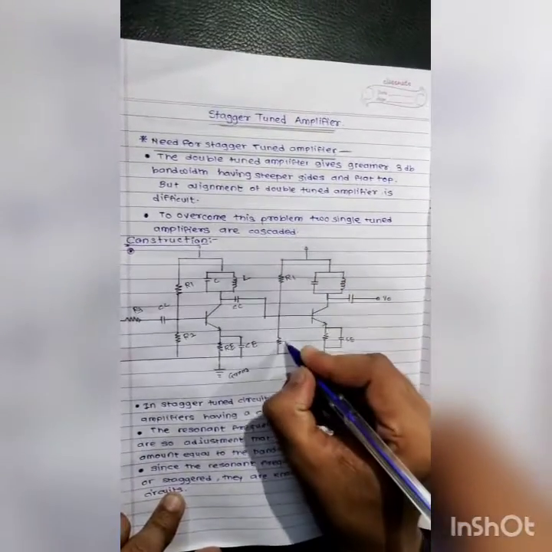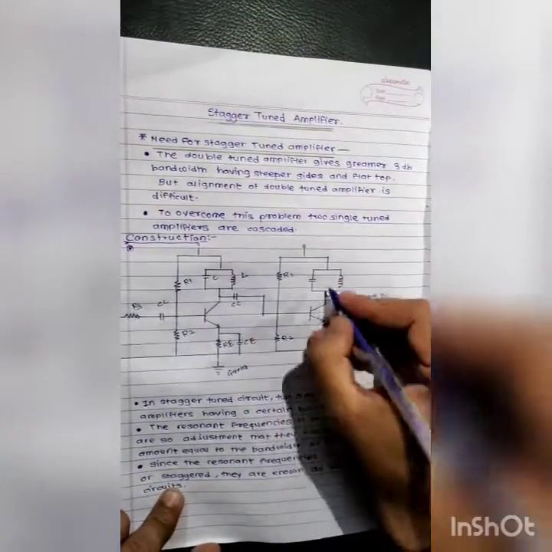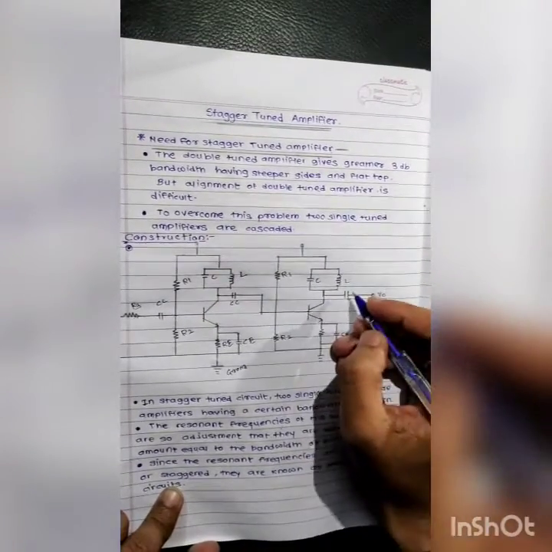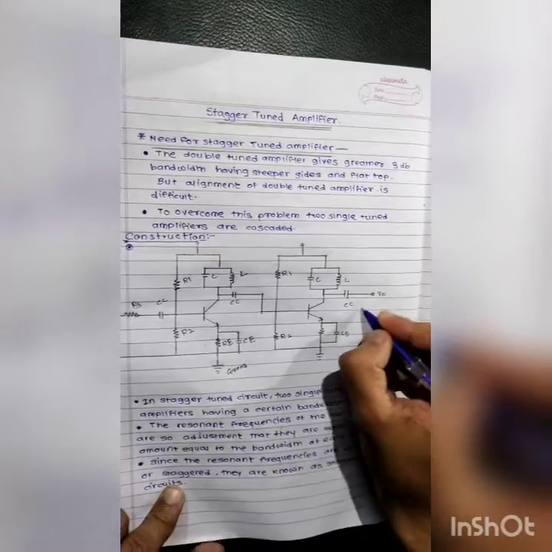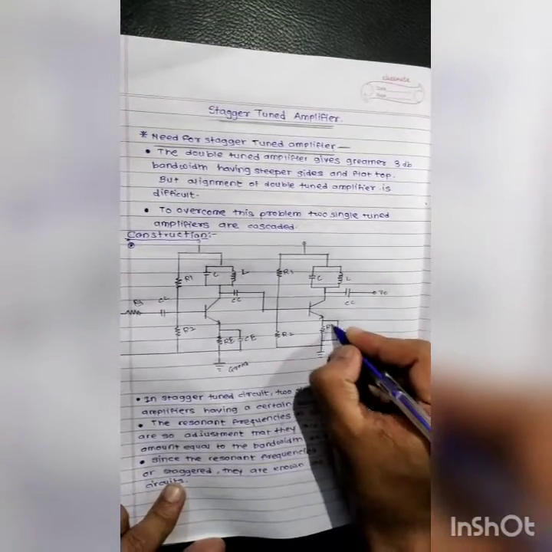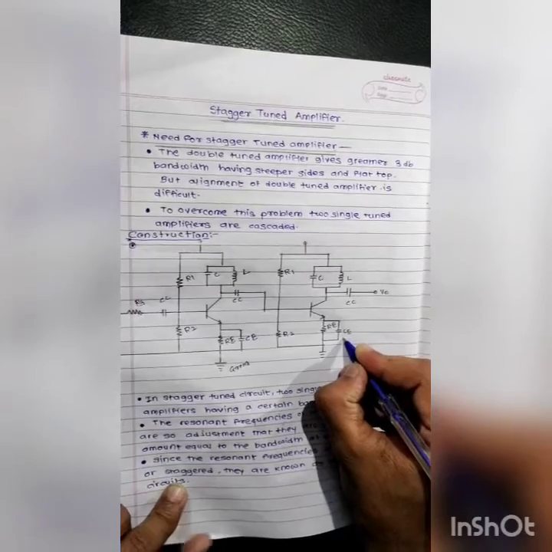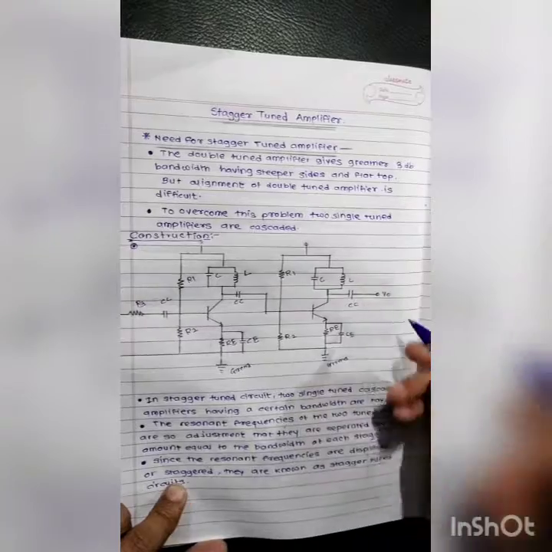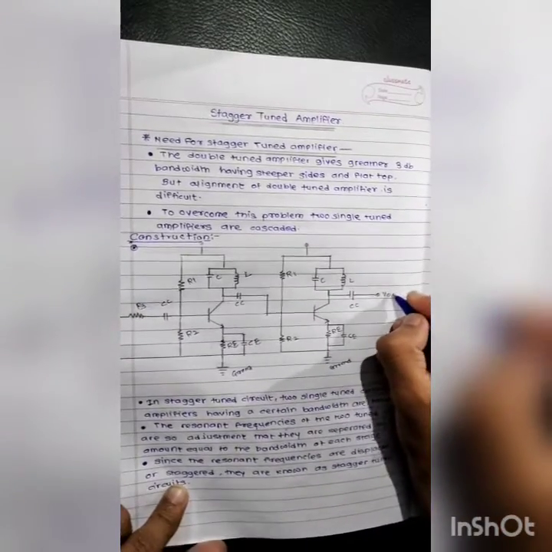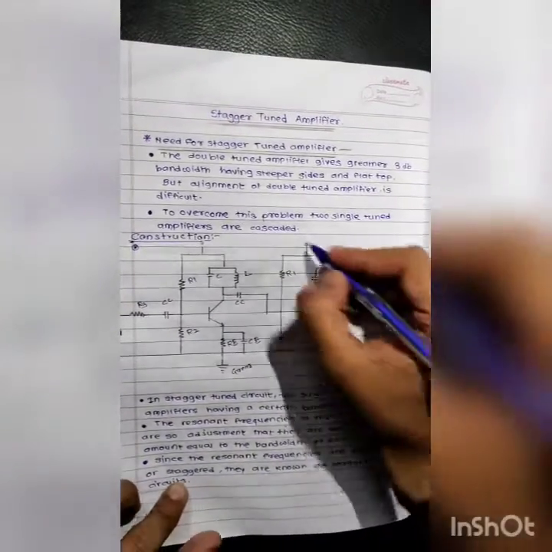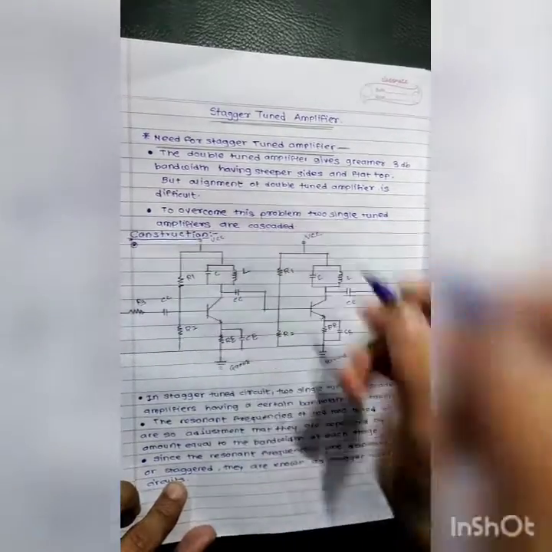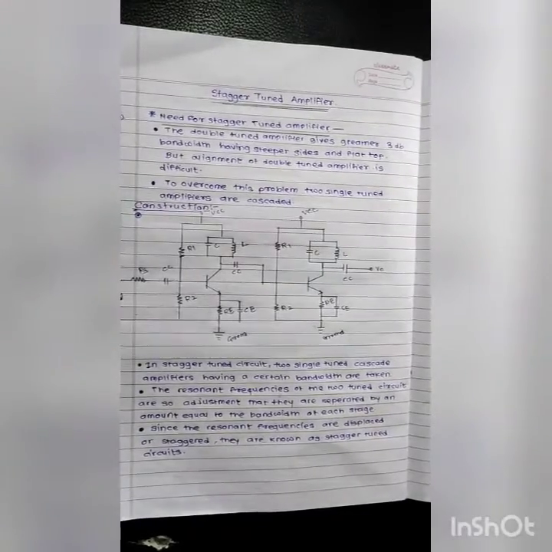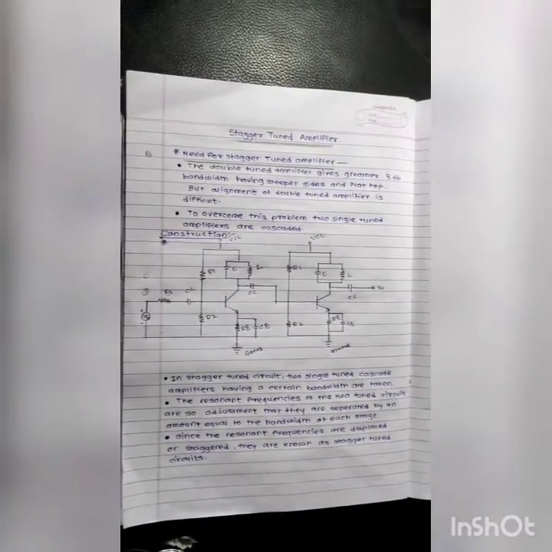R1. This is R2. This is a capacitor. This is an inductor. CC means coupling capacitor. RE and CE, CE means common emitter. This is ground, and this is the output voltage, VO. This is VCC. That is all about the construction of the stagger tuned amplifier.